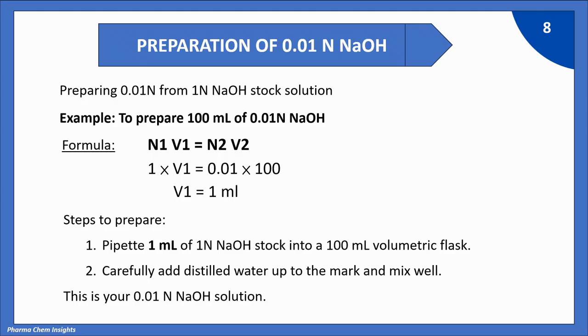So pipette out 1 ml of 1 normal NaOH stock solution into a 100 ml volumetric flask. Carefully add distilled water up to the mark and mix well. And your 0.01 normal NaOH solution is ready.